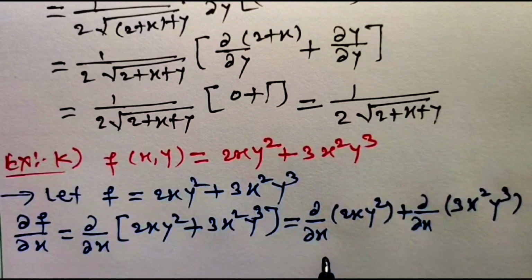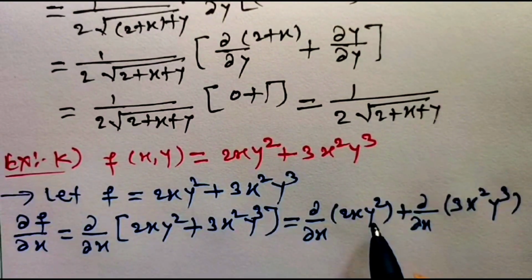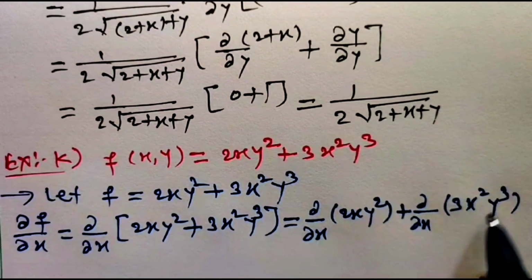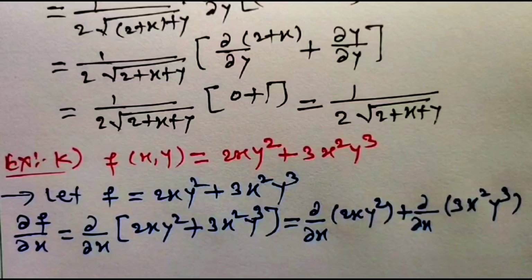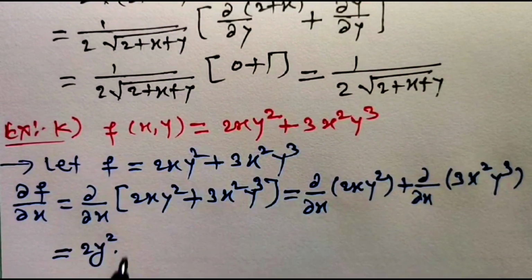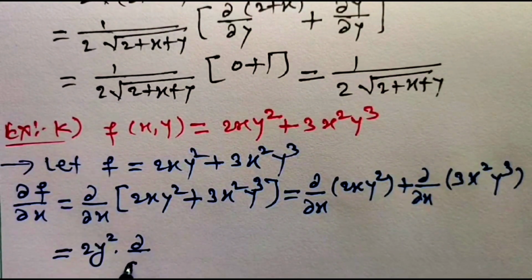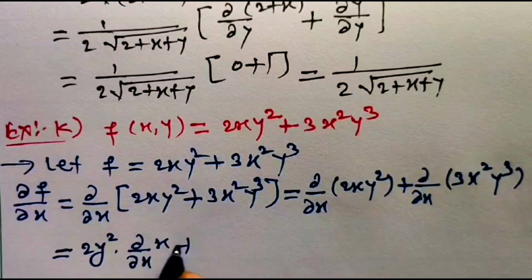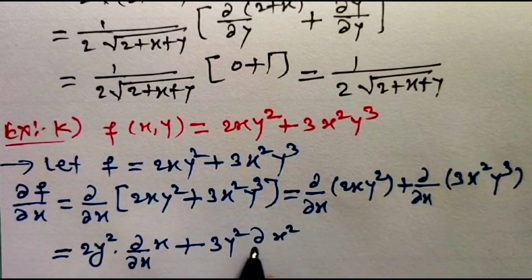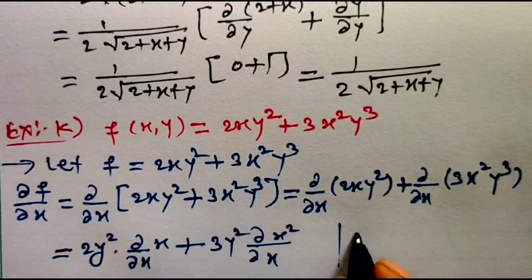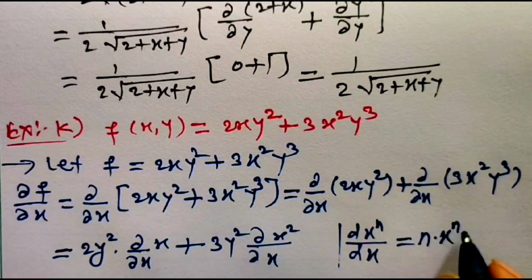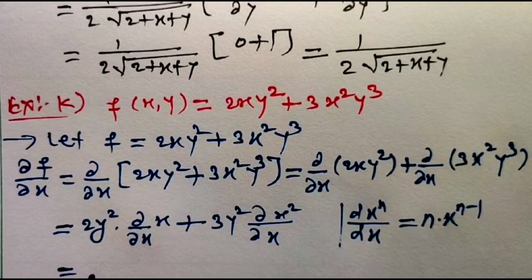Derivative with respect to x considering y as constant. So y square becomes a constant coefficient in the first term and y cube becomes a constant coefficient in the second term. So this is equal to, in the first term we can take 2y square out and then partially differentiate the remaining factor, partial derivative with respect to x of x only. Plus here you can take 3y cube common, partial derivative of x square with respect to x, and you know the derivative of x raised to n with respect to x is equal to n into x to the power n minus 1. So this is equal to 2y square.